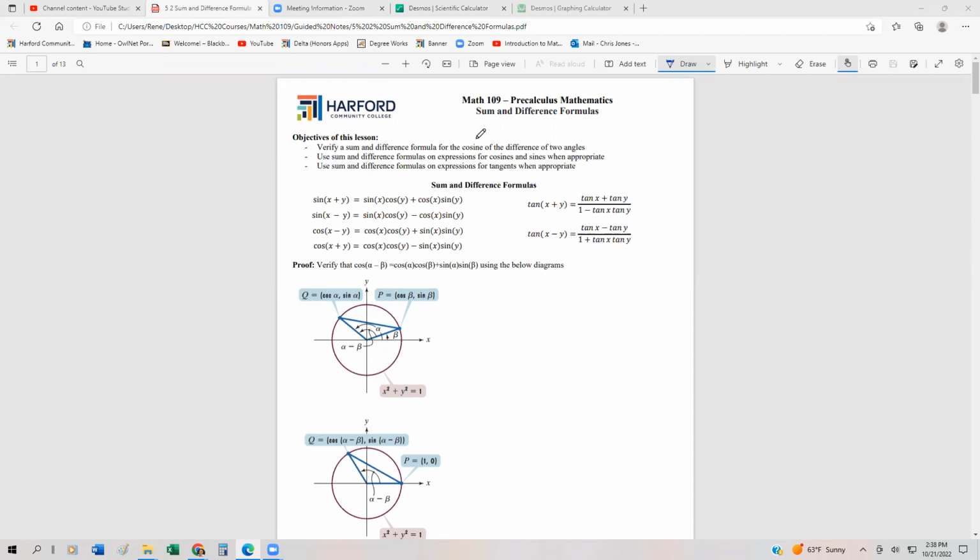And so the objectives for this lesson, we're going to start by proving one of the sum and difference formulas. We're going to do it for the cosine difference between two angles. And then we're going to use sum and difference formulas for cosines, sines, and tangents when appropriate. Okay, so we're going to see a lot of different applications as to where we can use these.